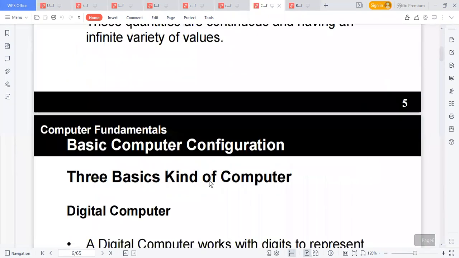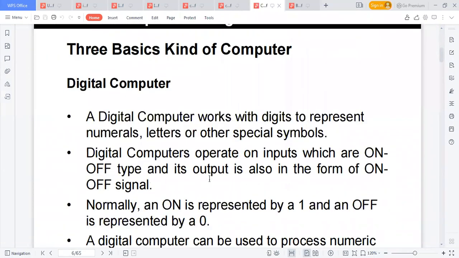Okay. Now another basic kind of computer, the digital computer. A digital computer works with digits 1 and 0 to represent numerals, letters, or other special symbols. You must know ABC. We have to use different symbols in a digital computer. A digital computer operates on inputs which are on, off. On means what? One. Off means what? Zero. Its output is also in the form of on, off signals. That means 1 and 0. The digital computer uses only 1 and 0: one for on, zero for off.